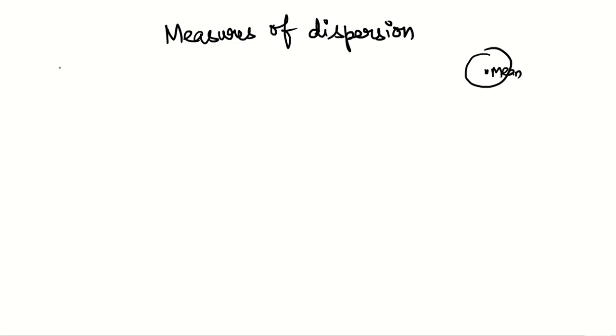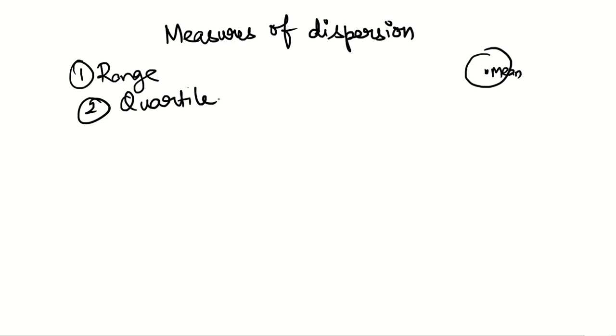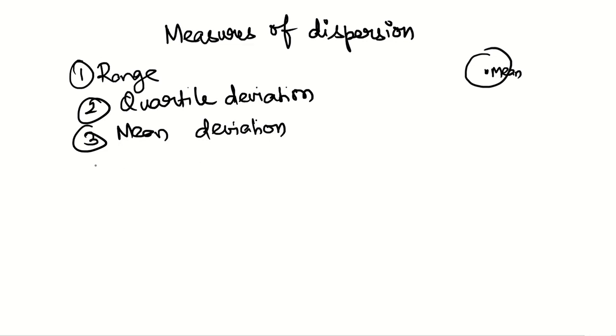The basic types of measures of dispersion are range, quartile deviation, mean deviation, and standard deviation.